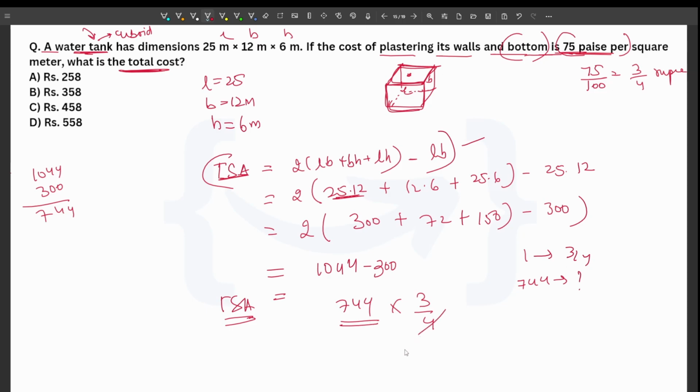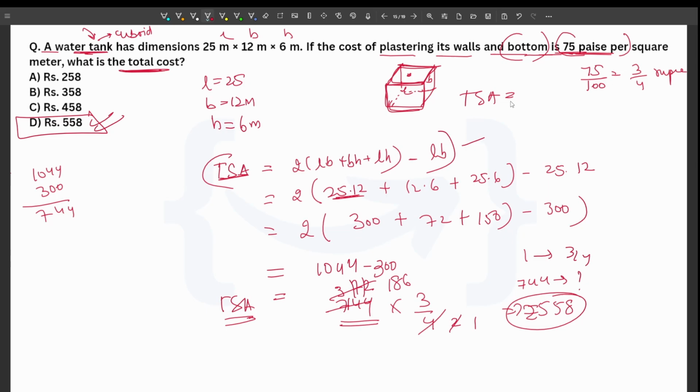So 744 divided by 4 gives 186, and 186 into 3 gives 558 rupees total paint cost, and D is the right option for this question. Very easy. What did the question say? Paint everything. To paint, I find the total surface area because it adds all the walls and boundaries of my cuboid. No need to add the ceiling; just subtract it and I'm done.